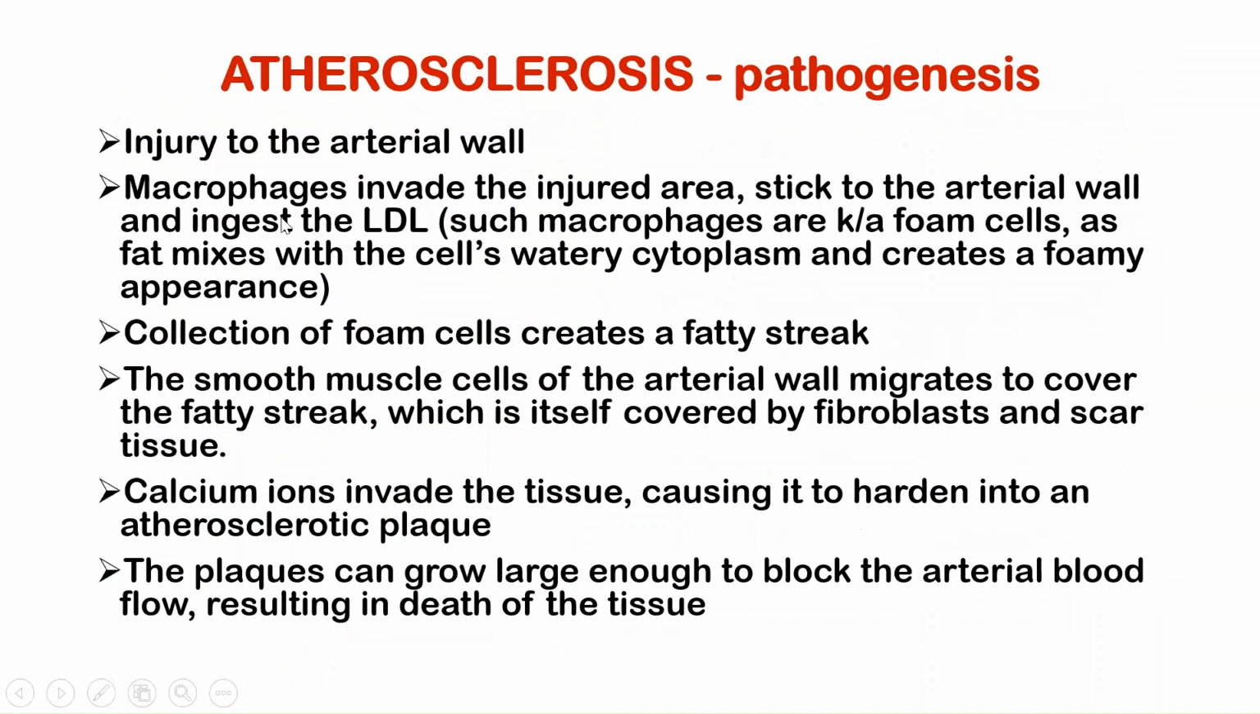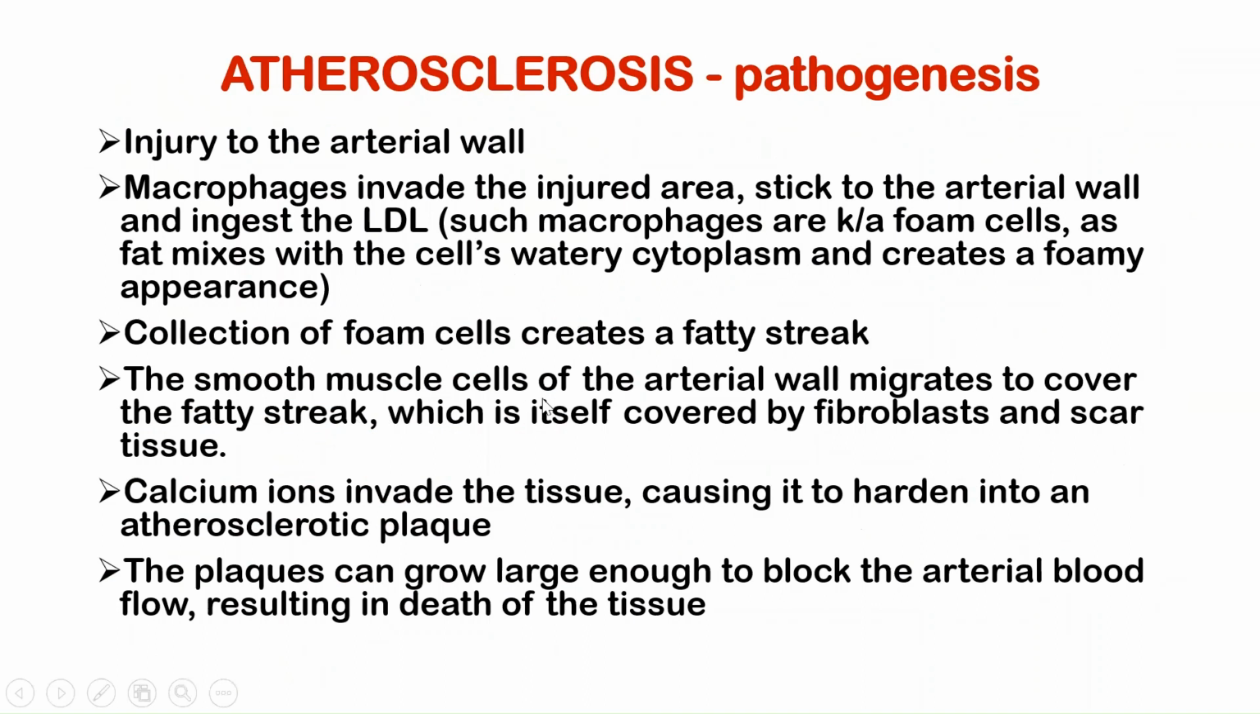After injury to the arterial wall, the macrophages will come to the injured area and stick to the walls of the artery and ingest the low-density lipoproteins. Such macrophages are known as the foam cells because the fat mixes with the watery cytoplasm of the cell and creates a foamy appearance. The collection of foam cells in the subendothelial tissue creates a fatty streak.